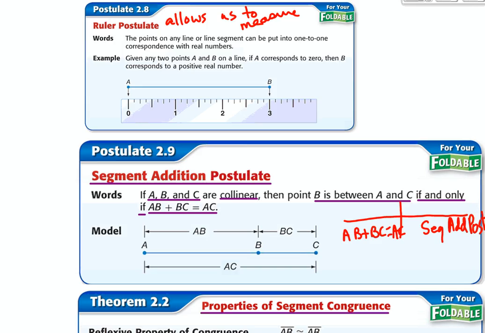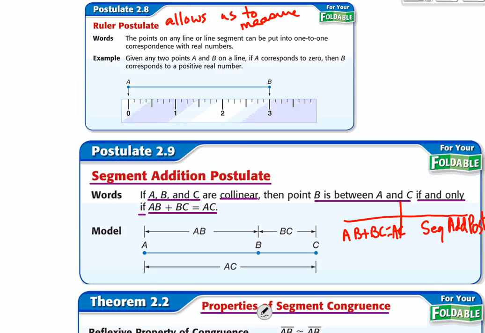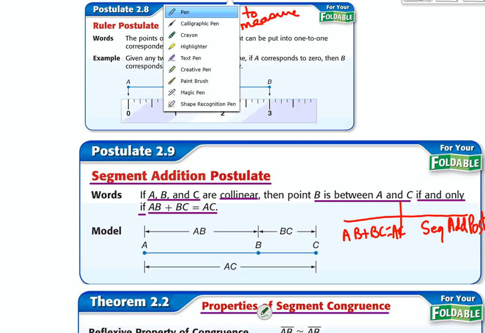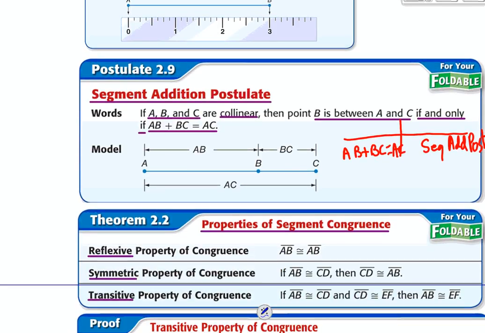Yesterday we went through the ruler postulate that allows us to measure and the segment addition postulate. I'm going to go through things today, and sometimes I'll use the magic pen to highlight things because then it'll just erase itself. But sometimes when you're watching the video, if I want to point something out, it's a little easier for me if I'm actually writing on the smart notes, but I don't want to leave things.